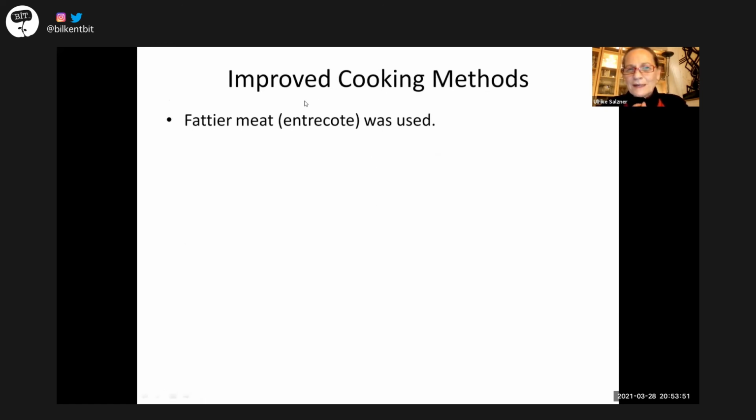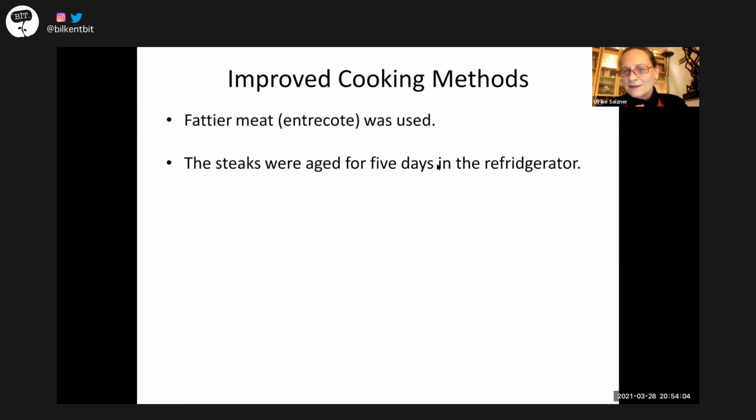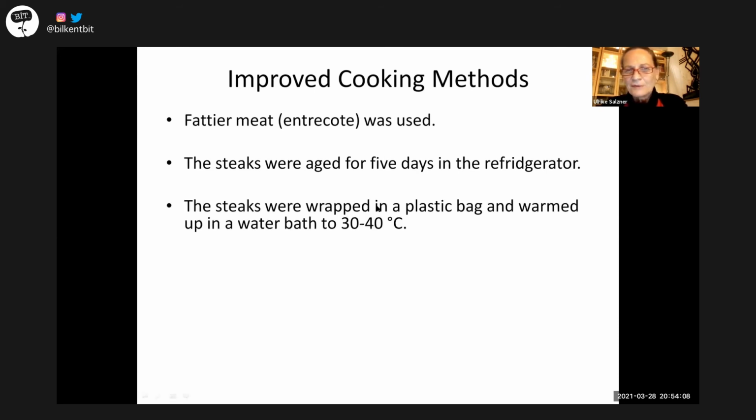Now, in order to make a good meat, we also choose a little bit fattier. We have said, for instance, entrecôte, as it's called here, is a good meat for frying. I left my steaks, which were fresh, now for 5 days in the fridge to make at least some aging. Before frying, I warmed it up, no longer from the fridge directly. I put it in a plastic bag and put it in lukewarm water in order to get it at least a bit above room temperature.